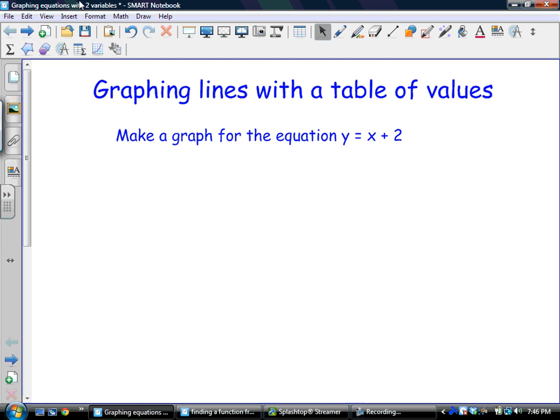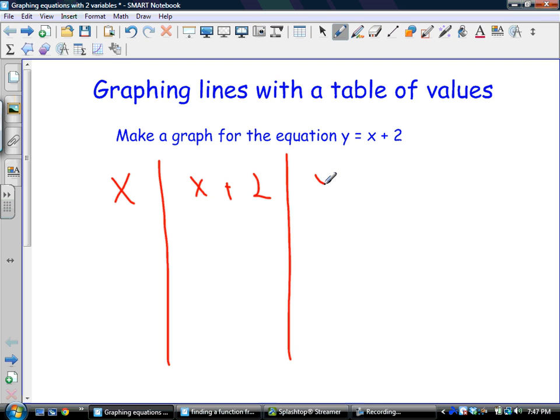So if I was going to make a graph for the equation y equals x plus 2, I start by making my table of values. I've got my column for my x's, x plus 2, and my column for my y's. Just like yesterday, we're going to look for four solutions. I'm going to pick easy numbers to plug in. They didn't give them to me, so I get to pick them. I pick -1, 0, 1, and 2, and plug each of those in to get my answer.